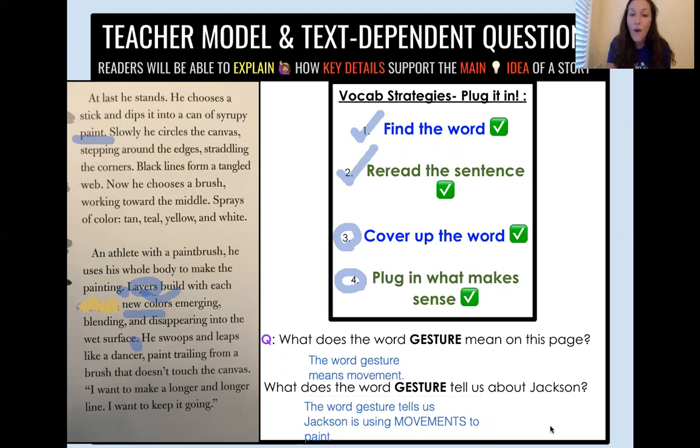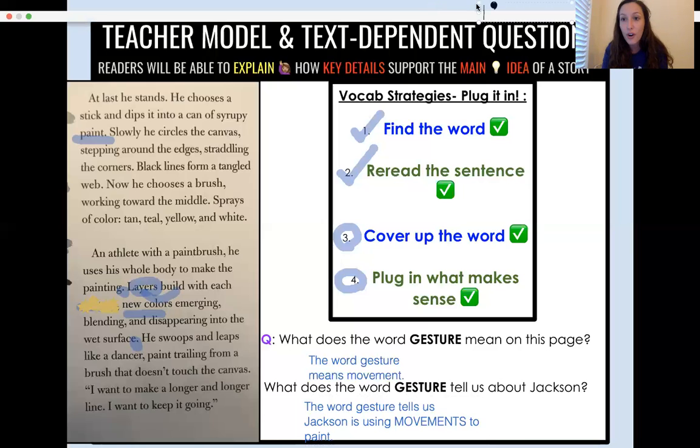In the next video, I'm going to show you what word you have to find out what it means using the same plug it in strategy. So if you're not sure how to plug it in, you need to watch this video again and think about the steps. If you're ready, keep going. If you're not sure, practice again so you're ready for your exit ticket.